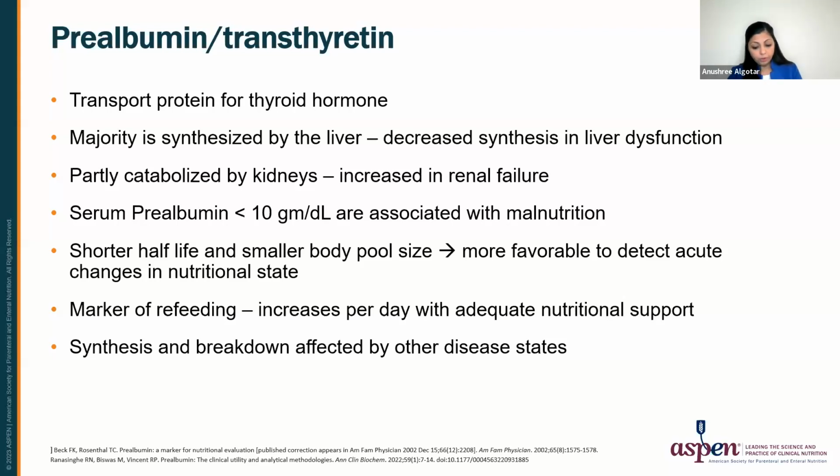Studies have noted serum pre-albumin levels of less than 10 grams per deciliter are associated with malnutrition. The shorter half-life and smaller body pool size of pre-albumin make it a more favorable marker to detect acute changes in nutritional state historically. It has been touted as a marker of refeeding, as it has been shown to increase per day when adequate nutritional support is provided. However, it is also affected by multiple factors, and its utility as an independent marker of nutrition needs to be evaluated in specific clinical context.